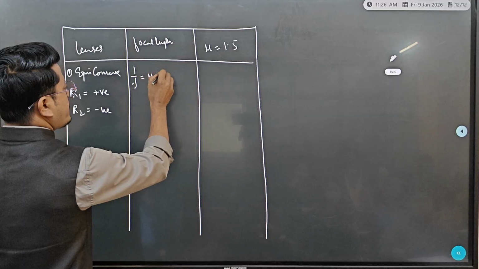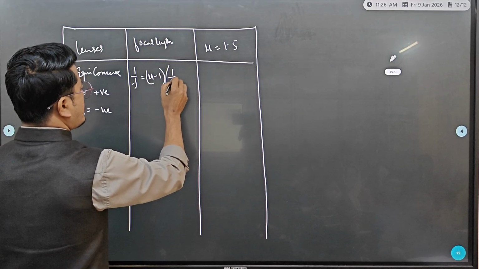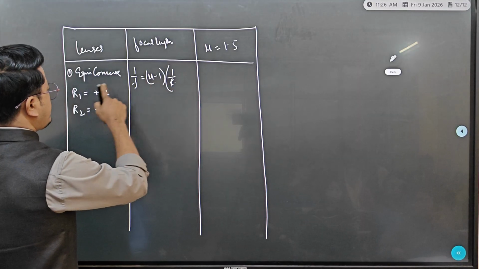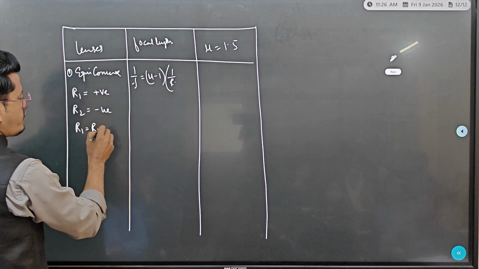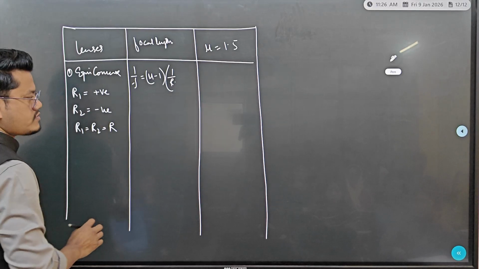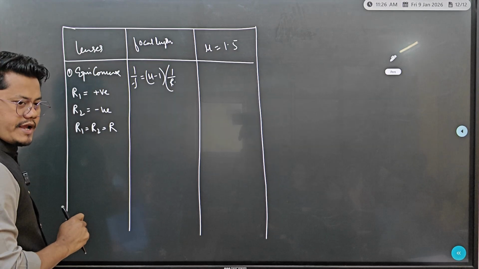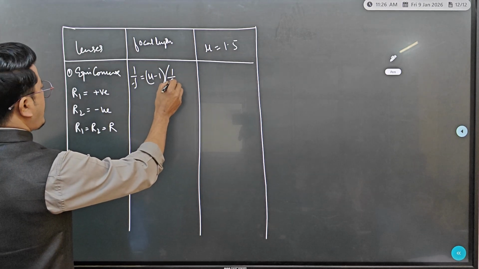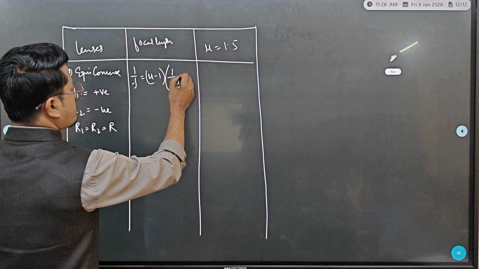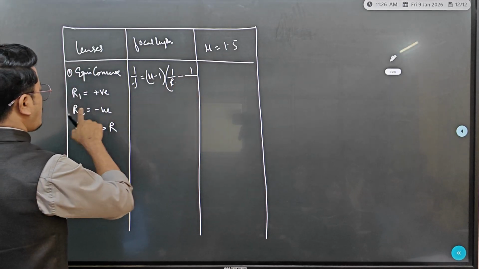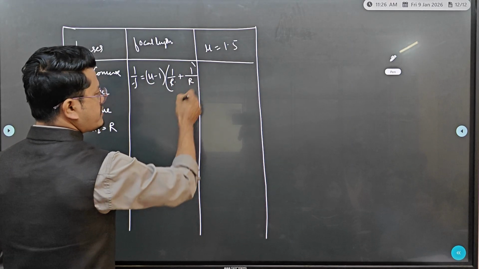So can I write over here mu minus 1 directly? Got it? 1 by R1. Since R1 is positive, in place of R1 I am writing positive R. I need to mention here R1 equal to R2 equal to R, for example. Since it is convex, both the radii of curvature need to be the same, right? So in place of R1 I have written R, since R1 is positive. According to the formula, it is minus of 1 by R2. R2 is minus or not? So can I write over here minus and minus, it will become plus, right?